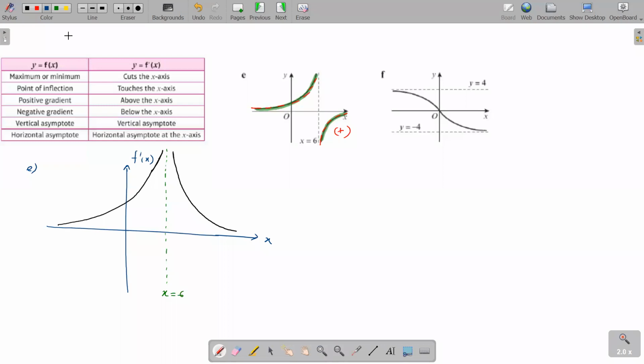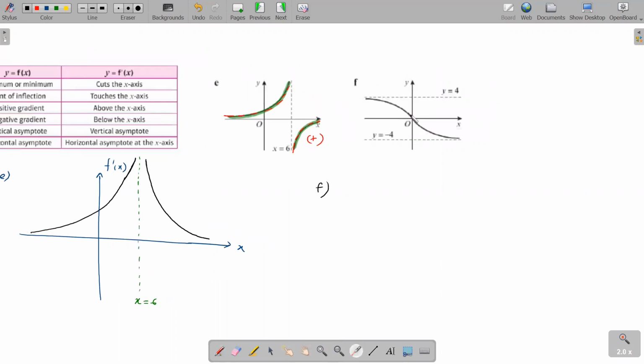Let's try part F also. Let's try part F. Let's see. In this one, you can see, do we have any special points? Do we have a maximum point, minimum point, or point of inflection? No. This is not a point of inflection like this one.